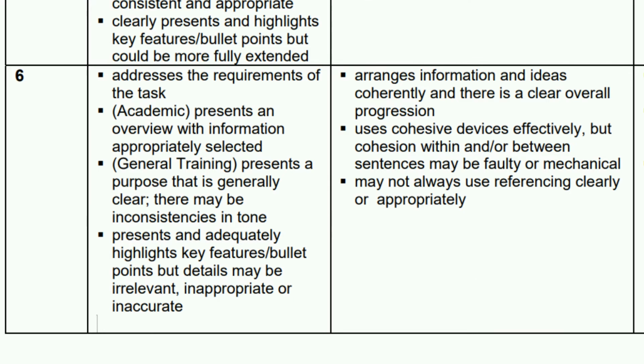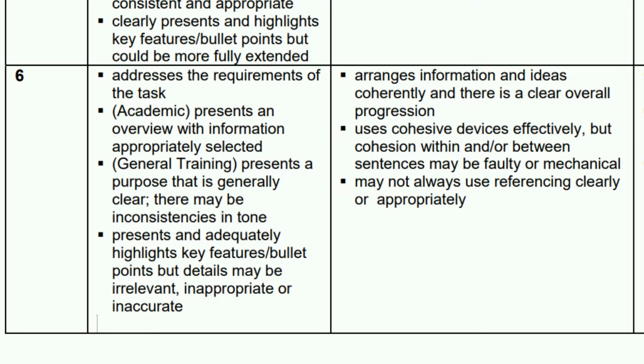For getting a band 6 for the task achievement, you should address the requirements of the task. Academic candidates present an overview with information appropriately selected, and general training candidates should present a purpose that is generally clear. There may be inconsistency in tone. Present and adequately highlight key features or bullet points, and detail may be irrelevant, inappropriate or inaccurate.